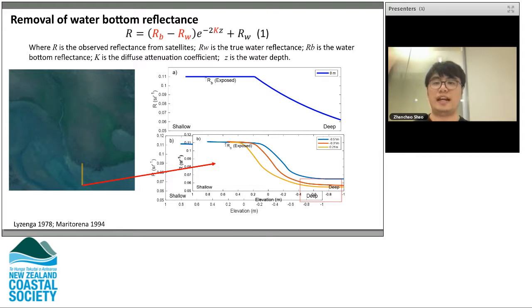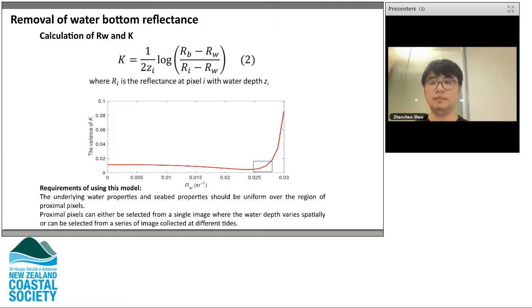So in order to calculate RW here, we have to focus on proximal pixels. And we have to set another assumption that K is not changing with water depth. And then we can rewrite our previous equation to this new one. According to this new equation, we can start to guess the true reflectance, RW, and each RW will have a corresponding K. According to our assumption, the slope between K and Z should be 0 because we know that K does not change with the water depth.